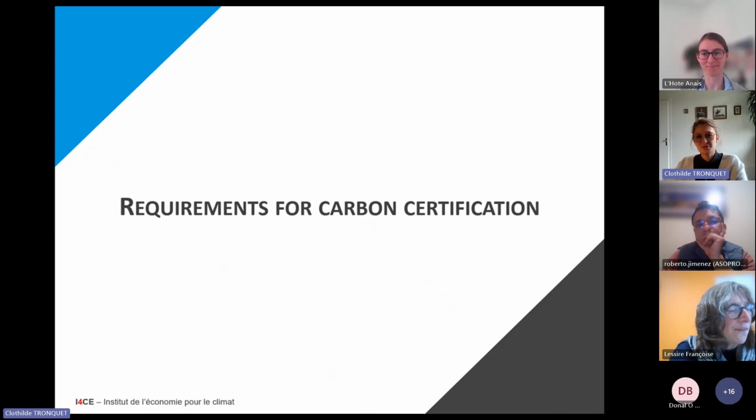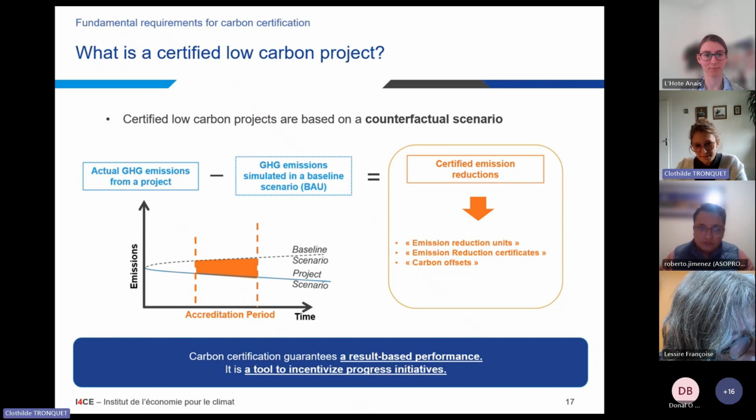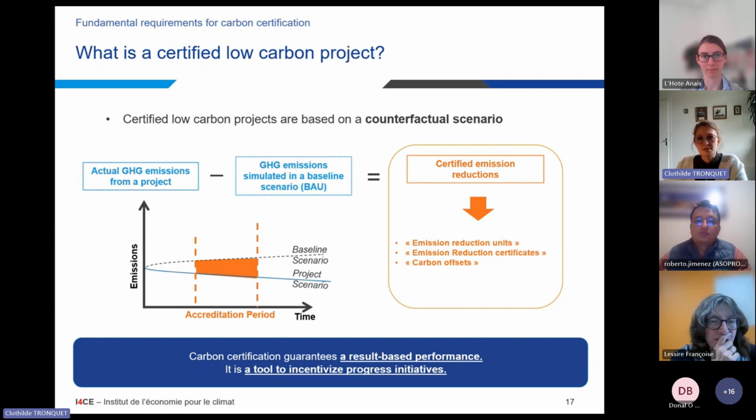So then I'm going to switch to the requirements for carbon certification. So what is carbon certification? How does it work? The very principle of carbon certification is based on a counterfactual. The idea is that you make an estimation of the emissions or the removals of your project. This is the project scenario.